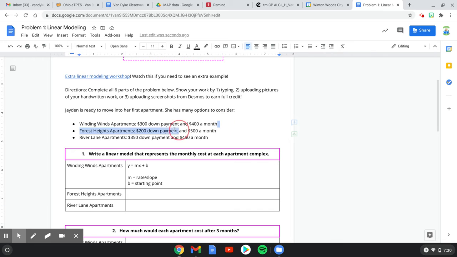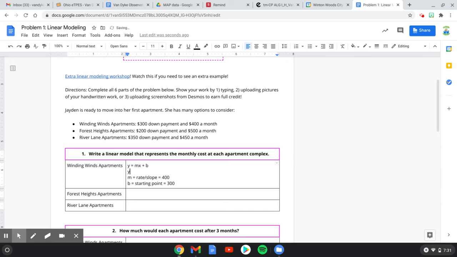So if I have a $300 down payment and $400 a month for rent, this down payment that I only have to pay one time is going to be my b value. And then the $400 per month, because it happens more than once, every single month, is going to be my rate or my slope. Whenever we see a unit of time, it's a good indicator that that could be the slope. It's not always the case, but a lot of times that is true.